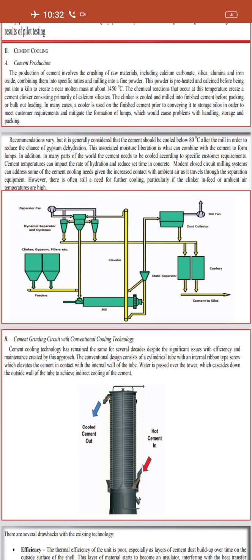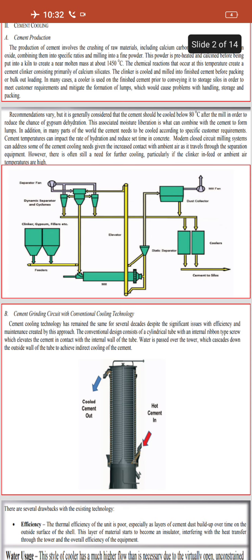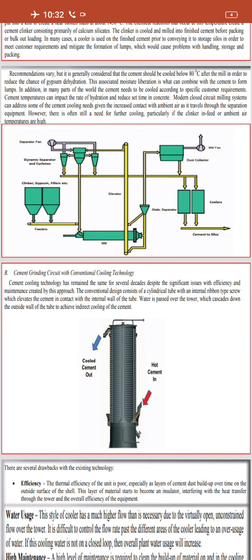In many cases, a cooler is used on the finished cement prior to conveying it to the storage silos in order to meet customer requirements and mitigate the formation of lumps, which would cause problems with loading, storage, and packing. But it is generally considered that the cement should be cooled below 80 degrees Celsius after the mill in order to reduce the chance of gypsum dehydration. This associated moisture liberation can combine with the cement to form lumps.